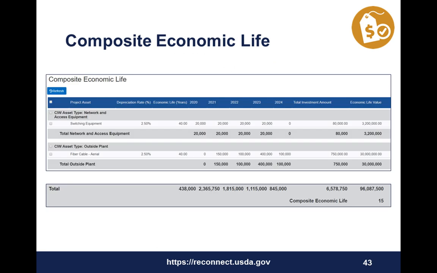Once the depreciation rates have been identified and the capital investment schedule has been successfully prepared, the system will be able to calculate the composite economic life of useful assets. You can think of this as a weighted average life of useful assets. For this example on the slide, you can see that the system has calculated a composite economic life of 15 years. The term for a loan will be your composite economic life, 15 years, plus the 3-year deferral period, and that's deferral of interest and principal.